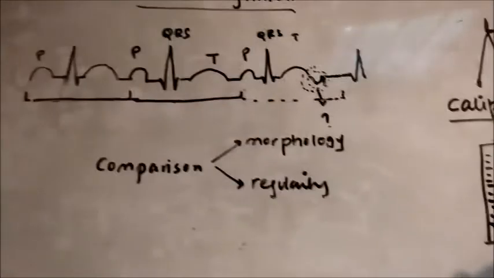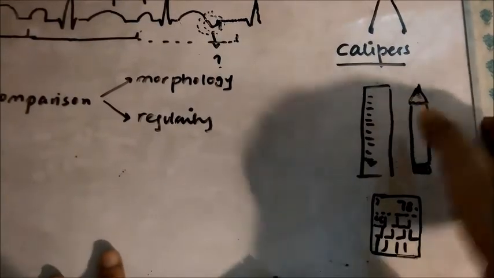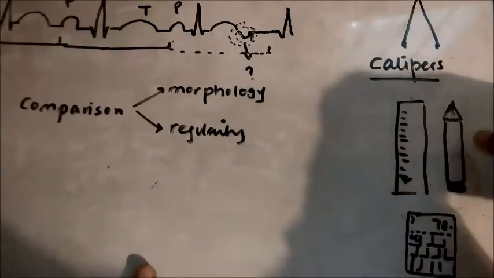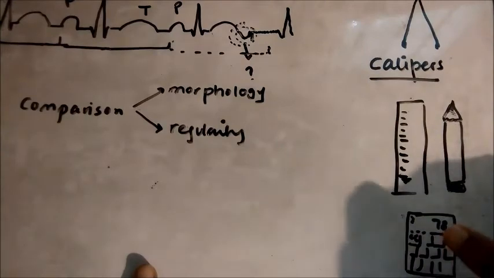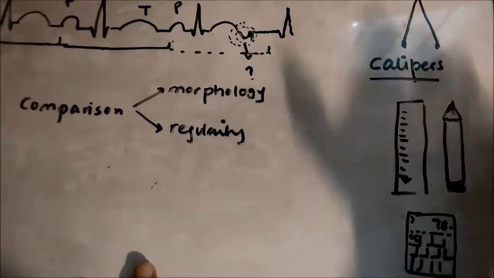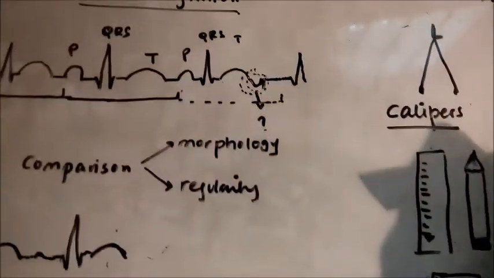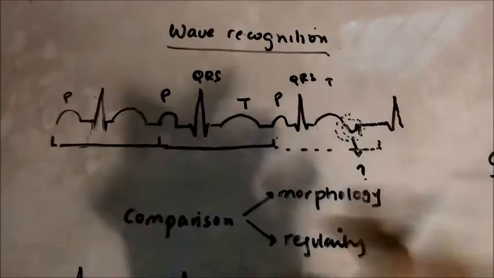Now the other tools that you should carry with yourself, apart from the calipers, are a ruler, a pencil, and a calculator. So make sure that whenever you're interpreting ECGs, you have your tools with yourself. Now this comparison which is actually made is on morphology and regularity.